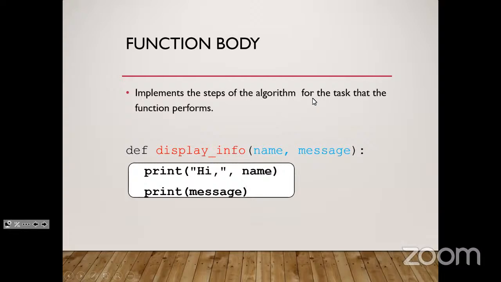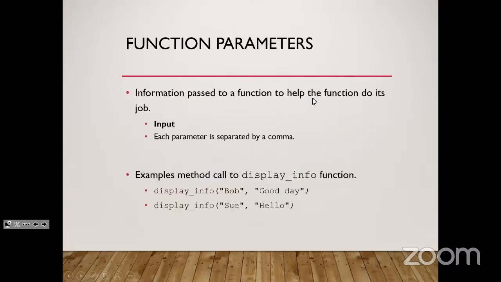You can hard code information in when you pass it in to a function. So instead of giving it a variable name, you could just give it a string that says Bob. I don't recommend it because that doesn't make it reusable and friendly, but you can absolutely do it. So in this case, hard coding in Bob and good day, the two print lines would be hi Bob, and then it would say good day on the next line.